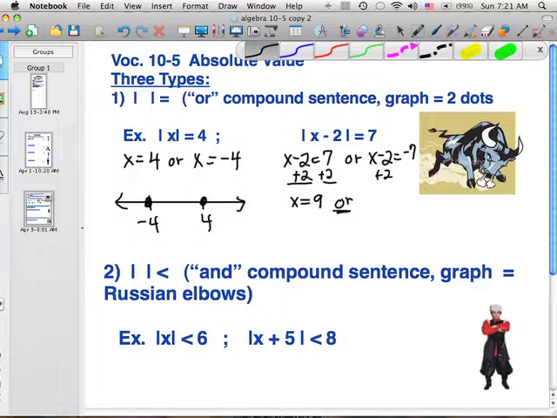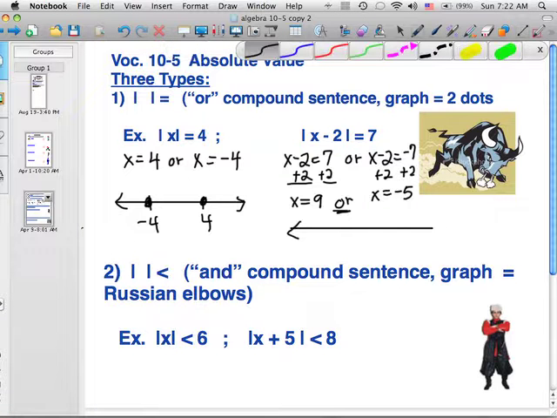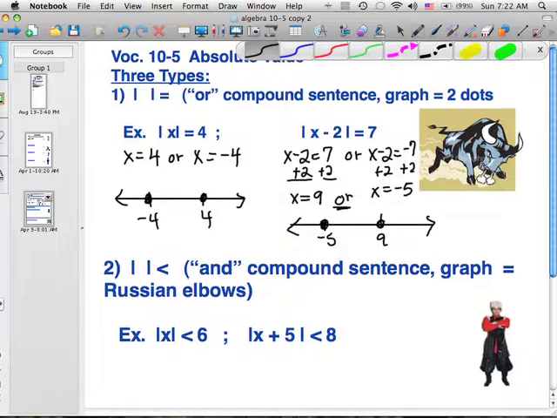Add 2 here, and we get x equals negative 5. If I put negative 5 into the original problem, negative 5 minus 2 makes negative 7, and the absolute value of negative 7 makes 7. So that also works. And I should get the bull's horns. Here's negative 5, here's 9, and there's my solution.